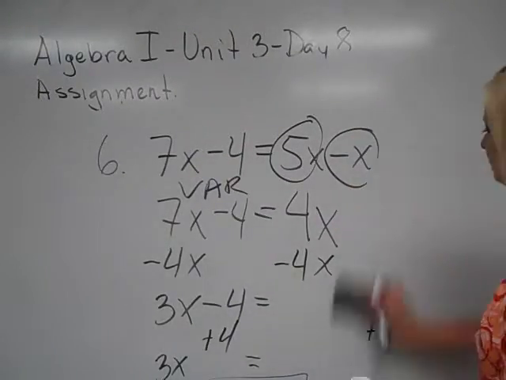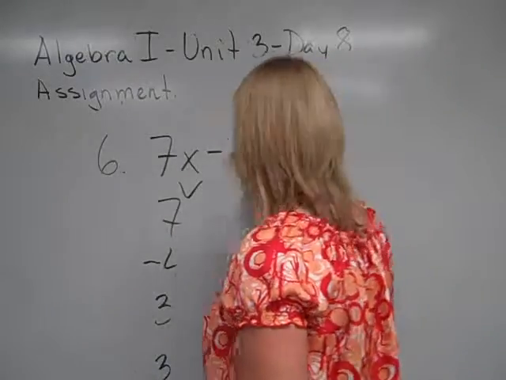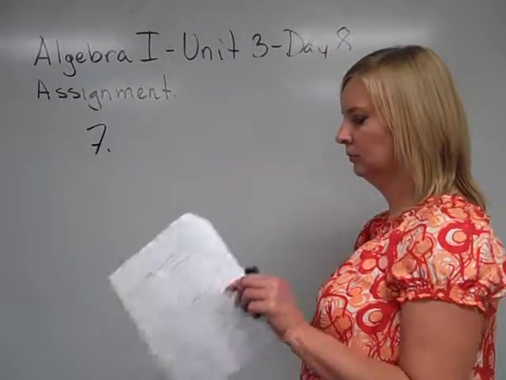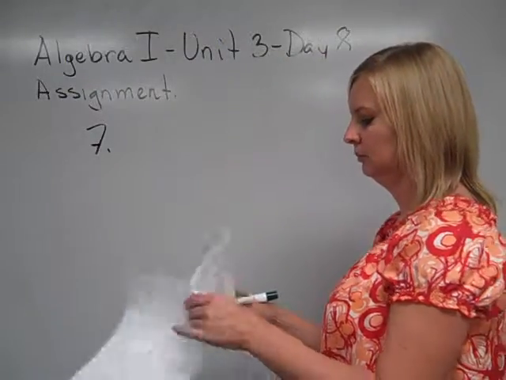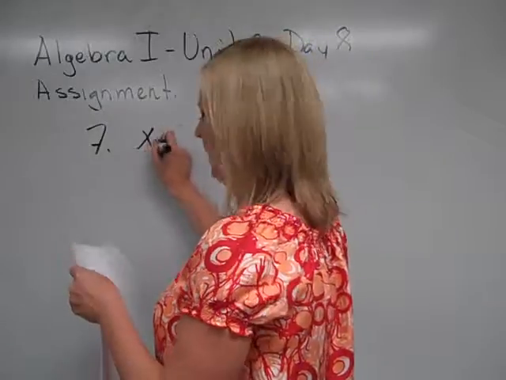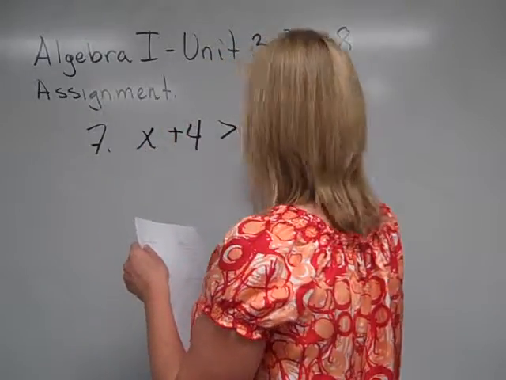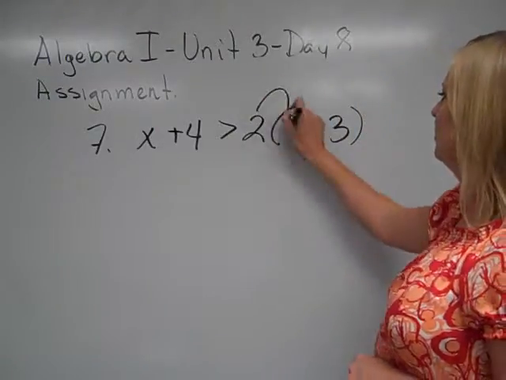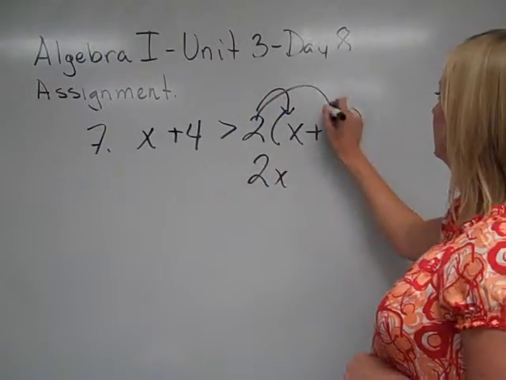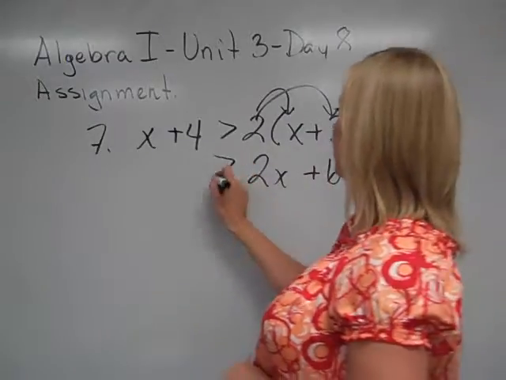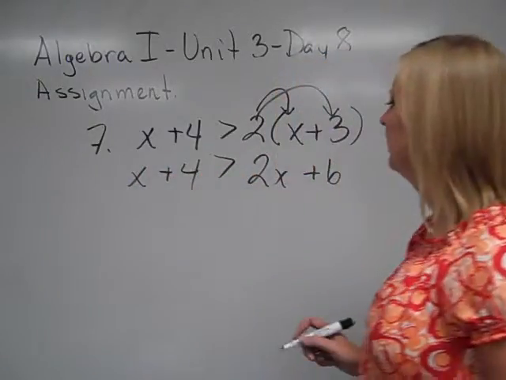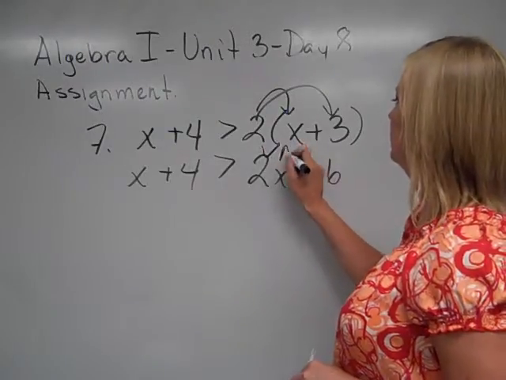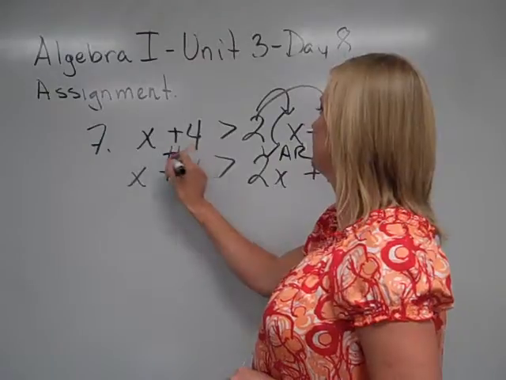Number 7. x plus 4 is greater than 2 times the quantity x plus 3. First, let's distribute: 2x plus 6, and drop everything else down. Now choose all variables on one side and all numbers on the other. Let's choose the variables here and the numbers here.